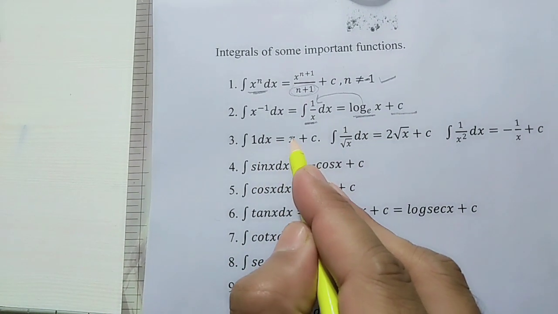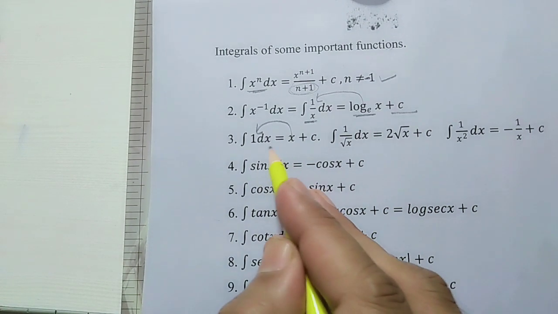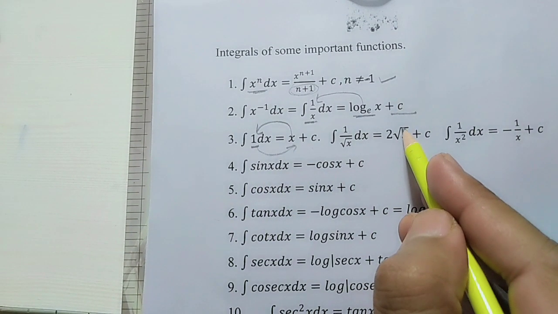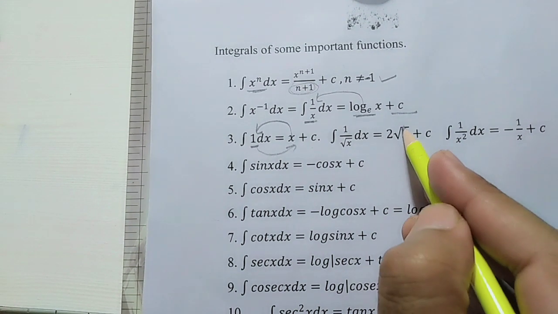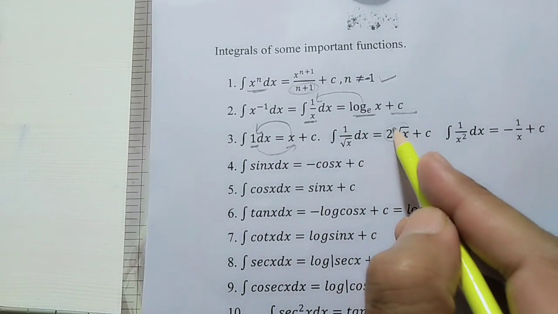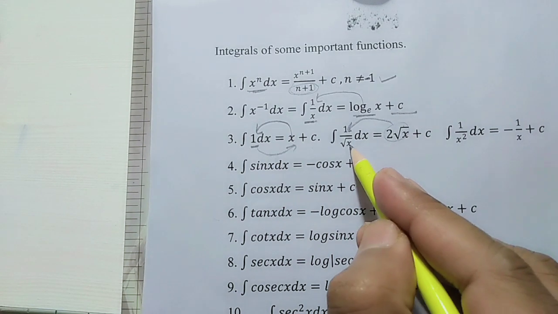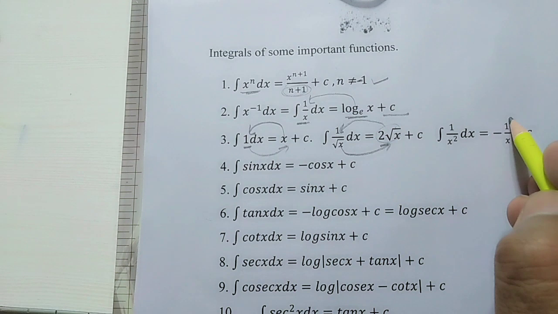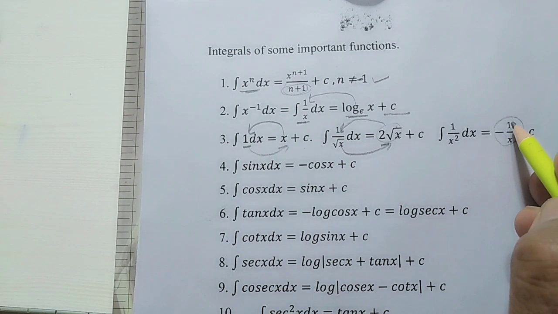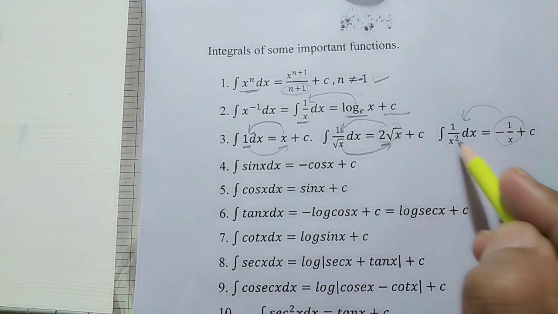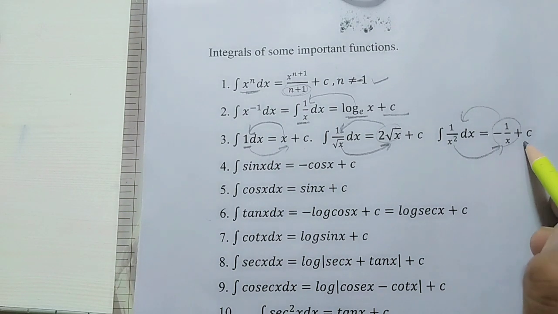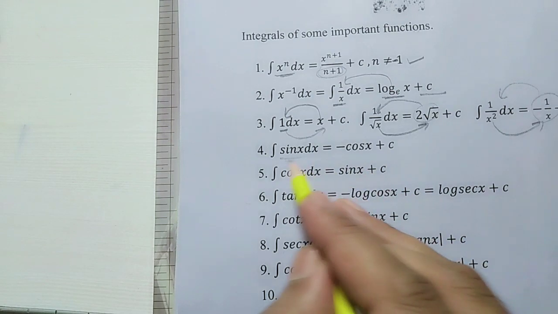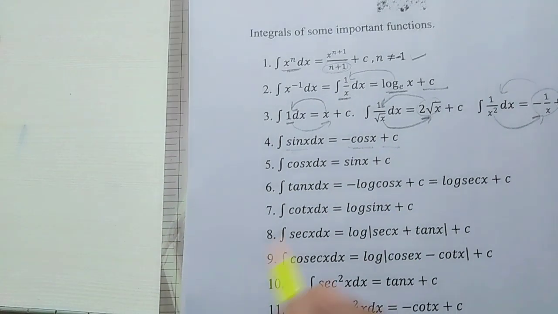Now you know differentiation of x is 1, so integration of 1 will be x plus c. Similarly, you know that differentiation of 2 under root x is 1 upon under root x, so integration of 1 upon under root x is equal to this plus c. Similarly, the differentiation of 1 upon x is minus 1 upon x square, and the integration of this will be this plus c. Similarly, integration of sin x is minus cos x plus c.